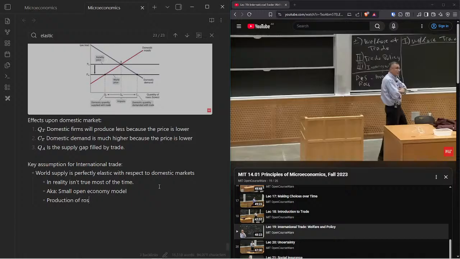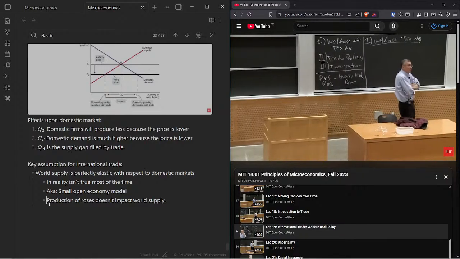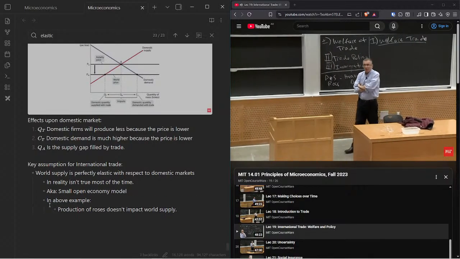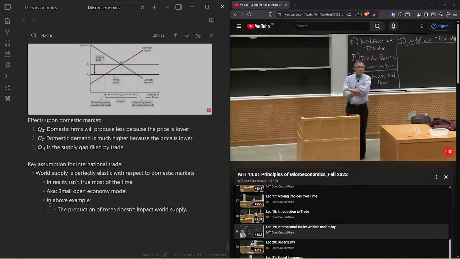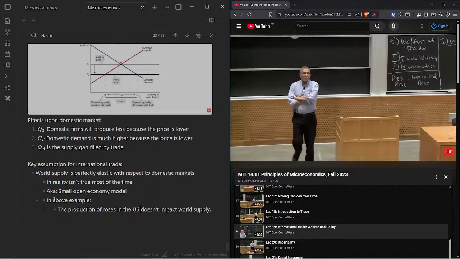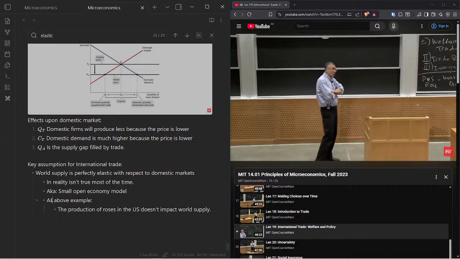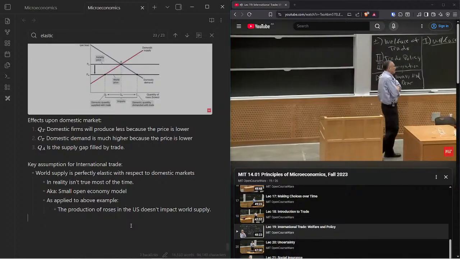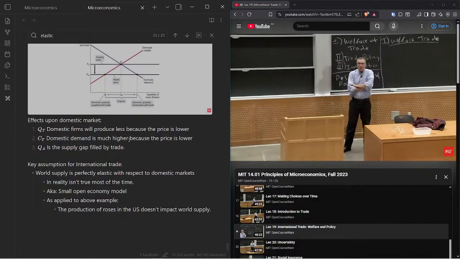So production of roses doesn't impact world supply, because we're a small producer of roses. How many roses the U.S. produced didn't really matter for world supply. It's certainly not true in computers, and it's sort of unclear about oil. Most oil comes from outside, but we do produce some oil here in the U.S. But for roses, it's a pretty fair assumption that the domestic supply of roses is trivial relative to the world supply of roses.